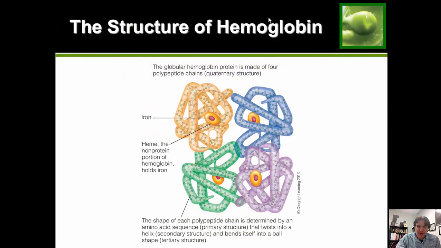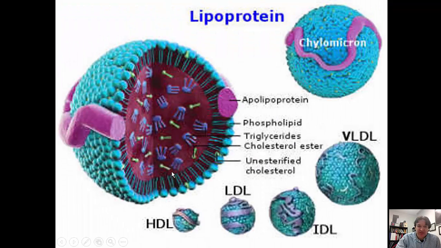Or hemoglobin transports oxygen. It actually uses iron to do that as well. Or lipoprotein transports lipids, fatty acid molecules, cholesterols. And you get these proteins around it that allows it to be soluble to carry it around in water.